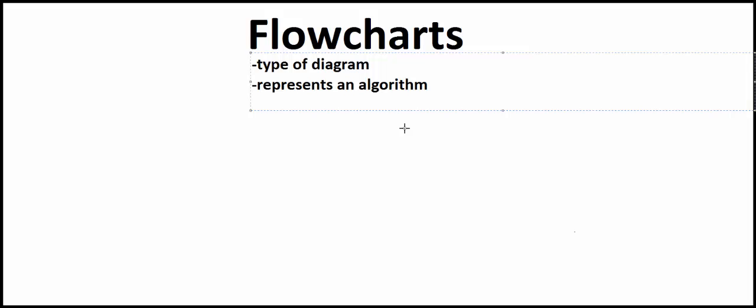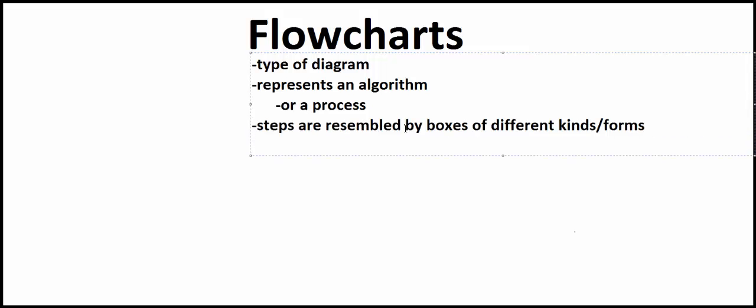Hello, today we're going to talk about flowcharts in computer science. A flowchart is a type of diagram. This diagram represents an algorithm or a process in general. The steps in the algorithm or the process are displayed by boxes of different kinds. Those steps are often based on pseudocode, which is used for programming planning.